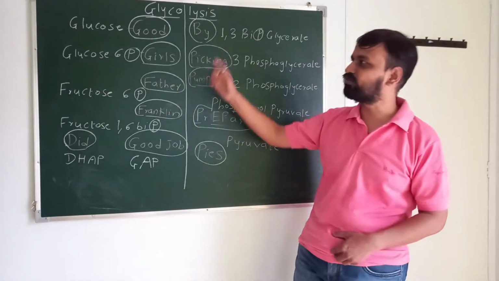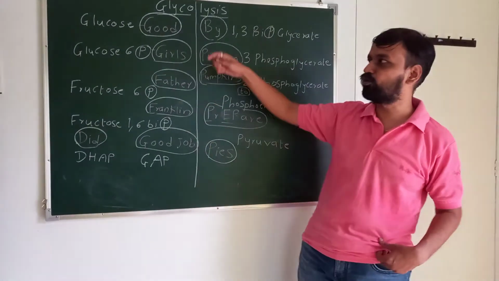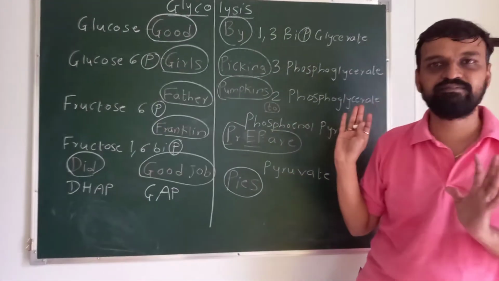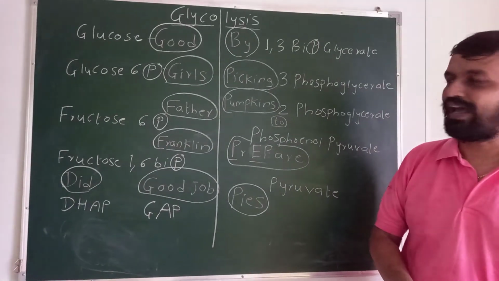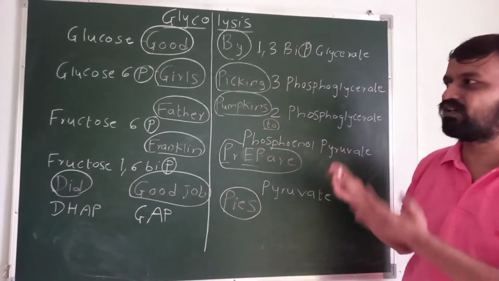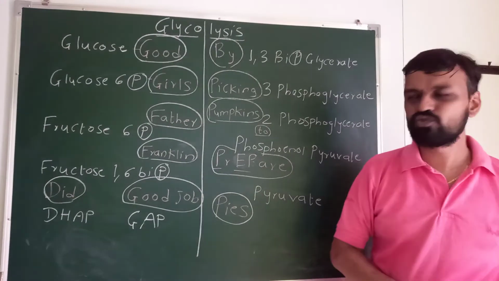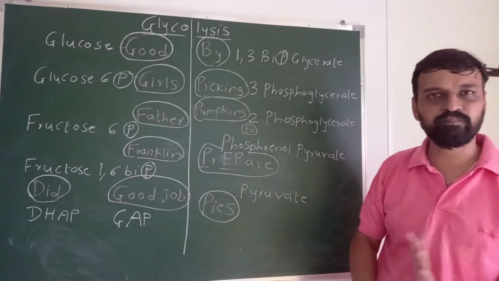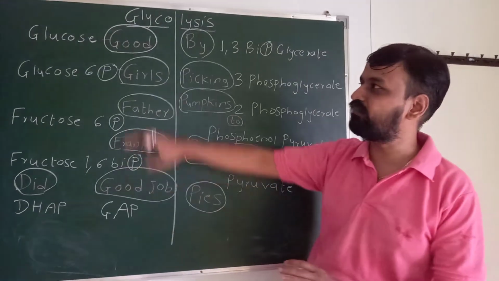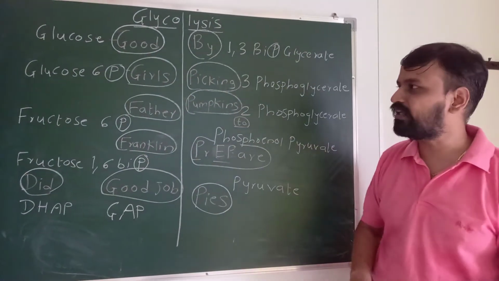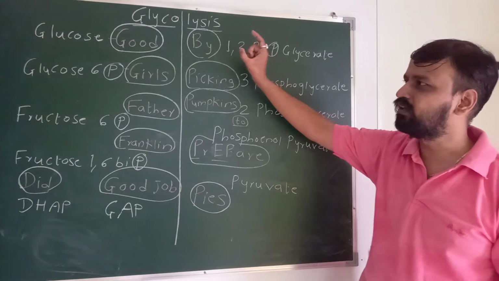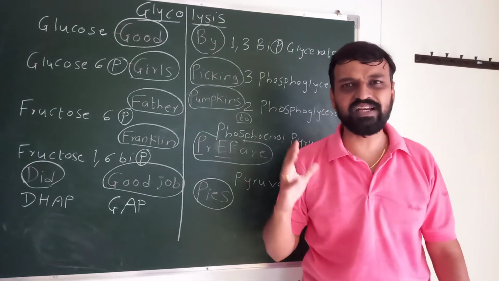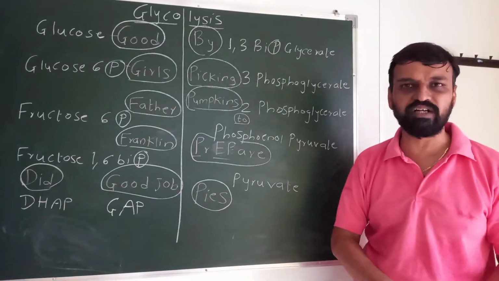So without wasting time, we'll directly move on to how to keep all the intermediates of glycolysis in mind. As I told you, glycolysis is a 10-step pathway, so obviously there are 10 types of intermediates involved in it. I have made it very simple by writing a mnemonic in these circles. So within 5 minutes at the last moment, how are you going to keep the things in mind?